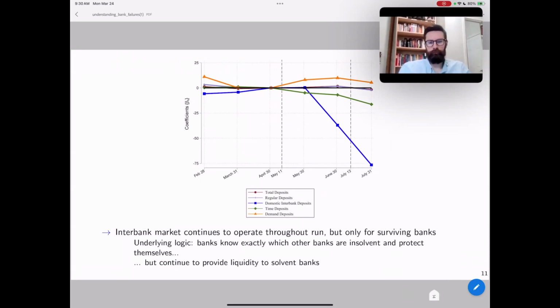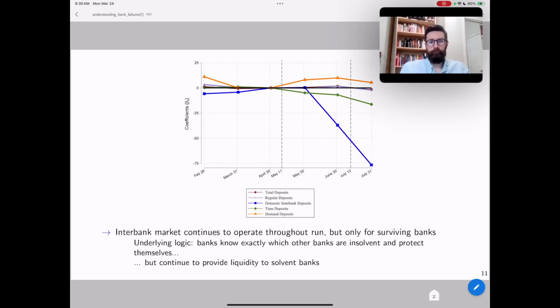So everybody loses about the same amount of deposits. But banks that end up failing essentially lose all their interbank funding. Okay, and you can even show more. You could see that there are banks that still get deposit inflows during this major crisis, and they're going to re-intermediate these deposit inflows to banks that are losing deposits, but only banks that don't end up failing.